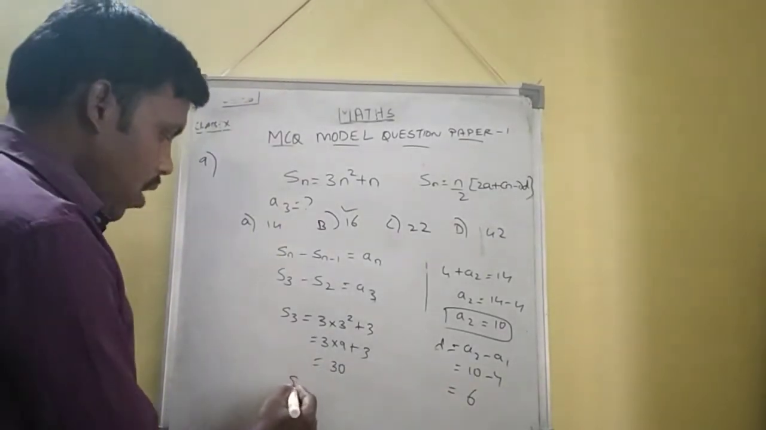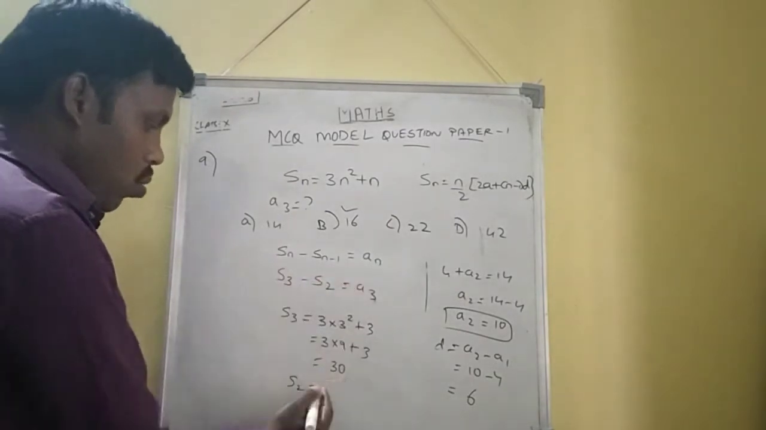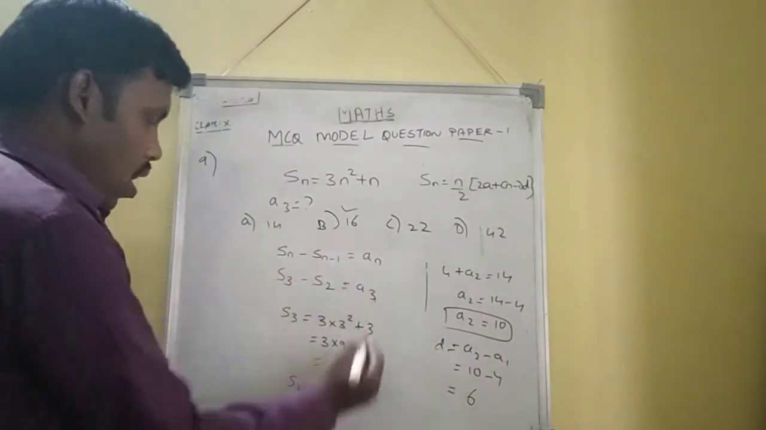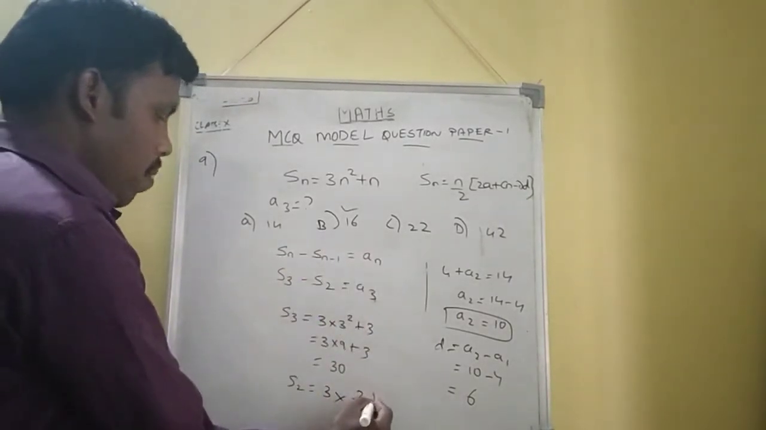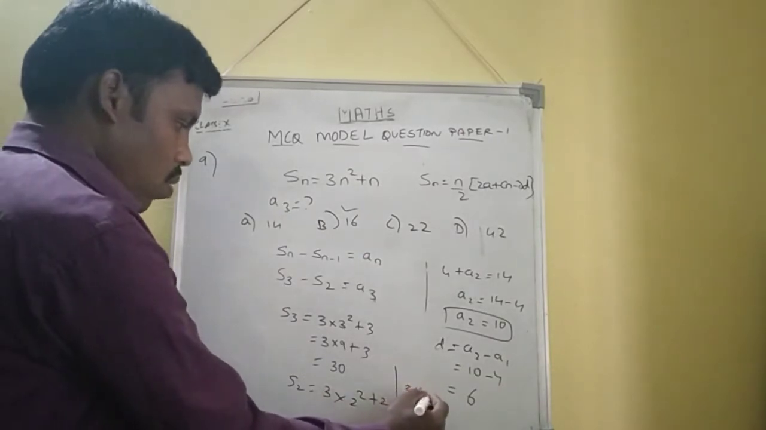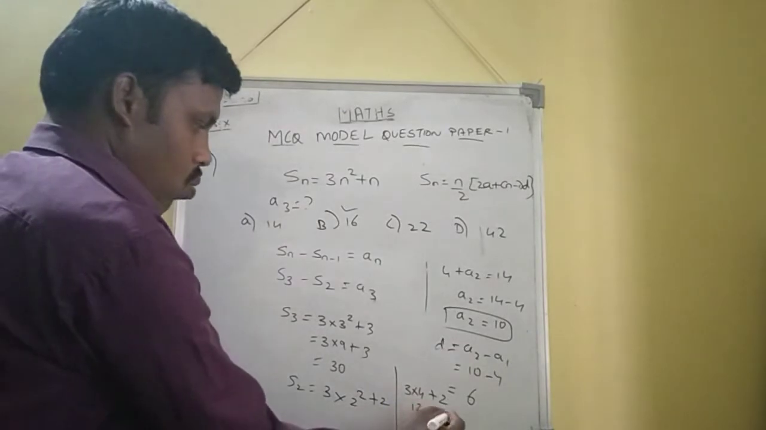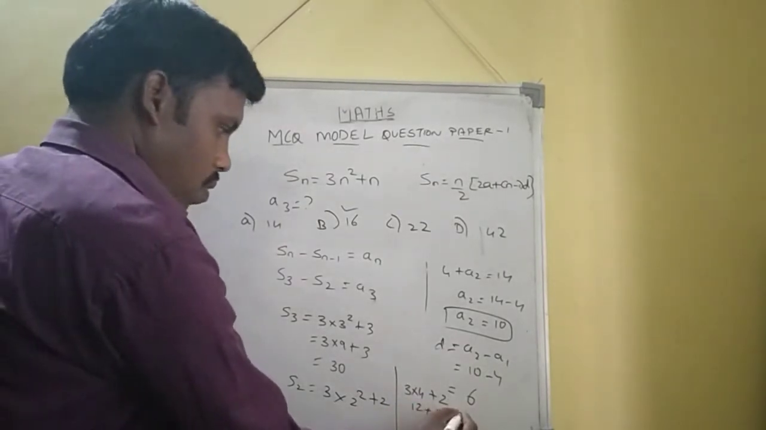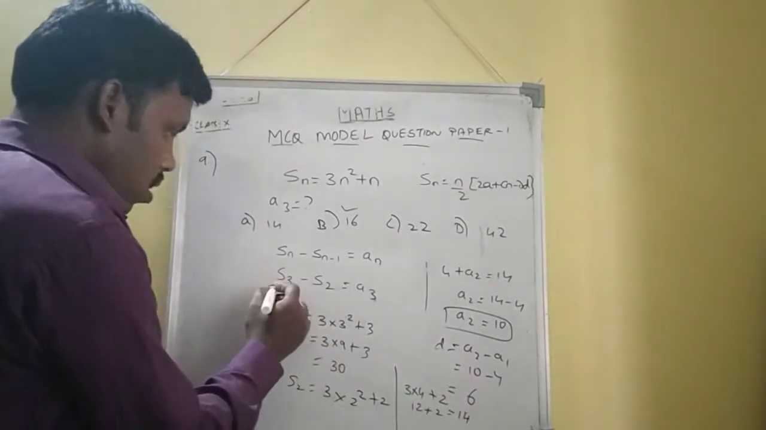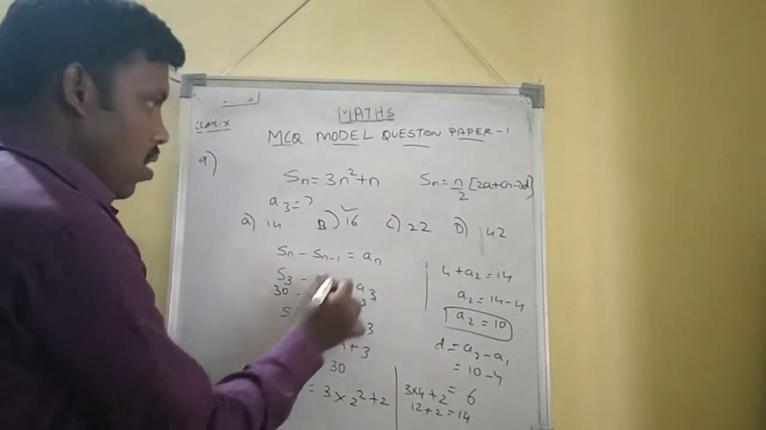The same way you can find out S2, because you have to subtract these two to get the third term. So S2 is again 3 into, wherever n is, put 2: 3 into 2 square plus 2. So 3 into 2 square is 12, plus 2. That is 14. So 30 minus 14 is the third term. 30 minus 14 is 16.